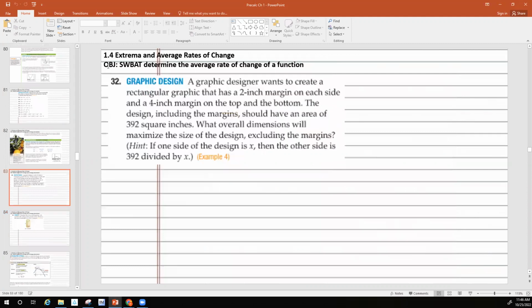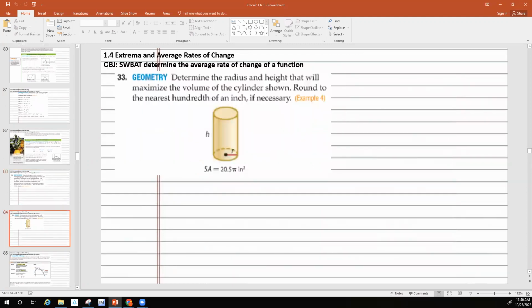Here we have one that has graphic design. If you want to try this one, feel free to. I'm going to do this one because it's geometry. It says determine the radius and height that will maximize the volume of the cylinder shown. Sometimes when you want to maximize a soda can or some kind of food can, you have to do this stuff. Round to the nearest hundredth of an inch.